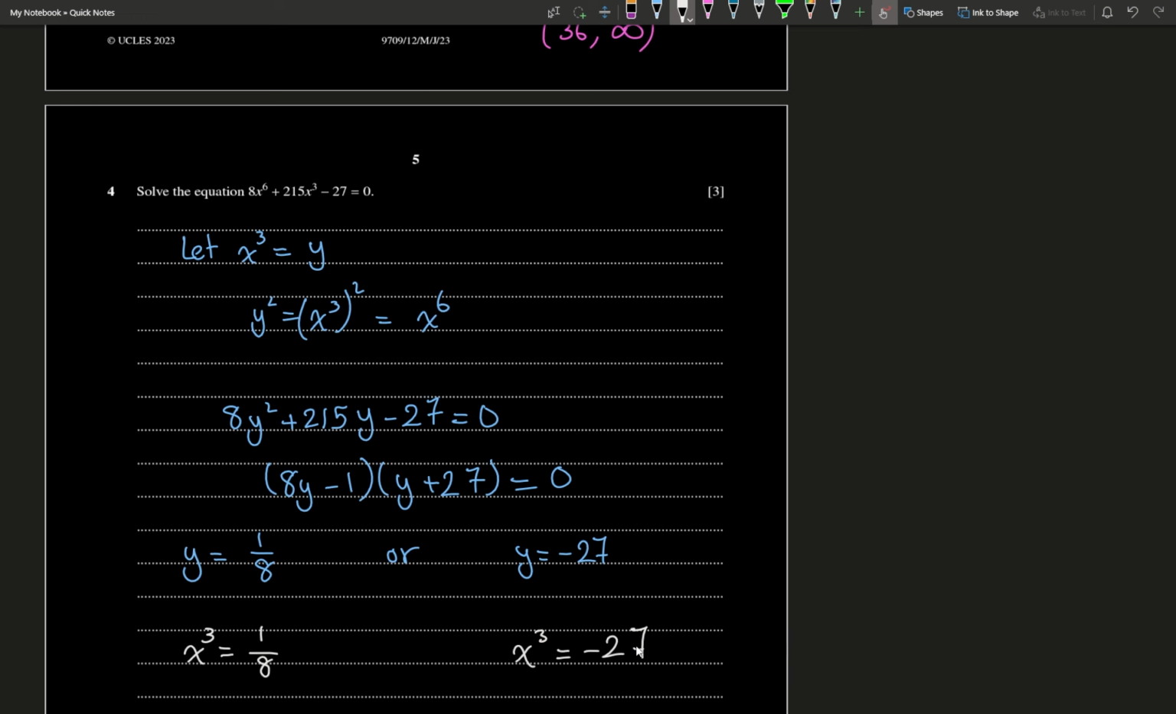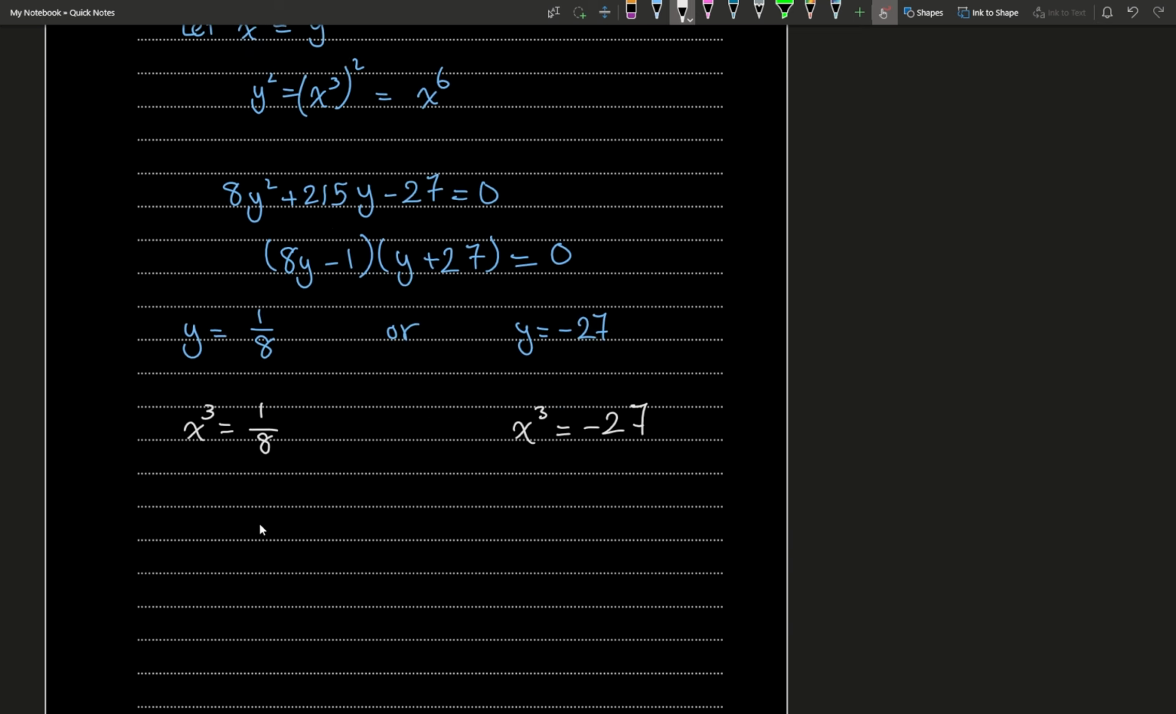Now you can just take the cube root from both sides, solve for x. x is equal to the cube root of 1 over 8, which is equal to 1 over 2. Okay, now we found one solution for x. x is equal to 1 over 2.